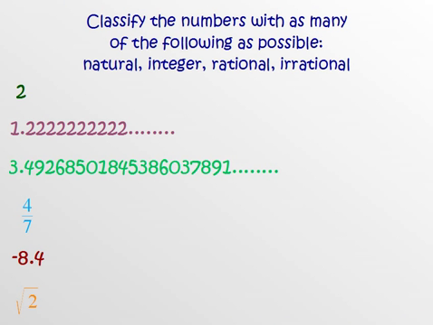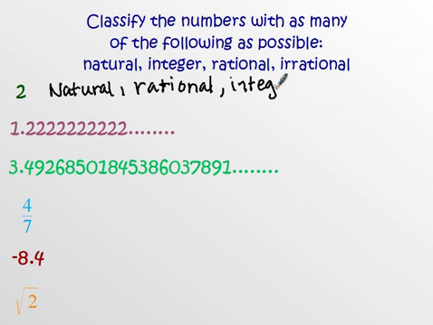We're going to classify numbers, first of all, with as many of the following as possible. I want to know which ones of these 4 sets these numbers fall into. We're going to start with the number 2. Number 2 is one of the counting numbers you learned in kindergarten, so that's a natural number. I can turn it into a fraction by putting it over 1, so it's also considered rational. It's one of my positive and negative whole numbers, so it's also an integer. The only one that it can't be is an irrational number. They can't be rational and irrational at the same time.